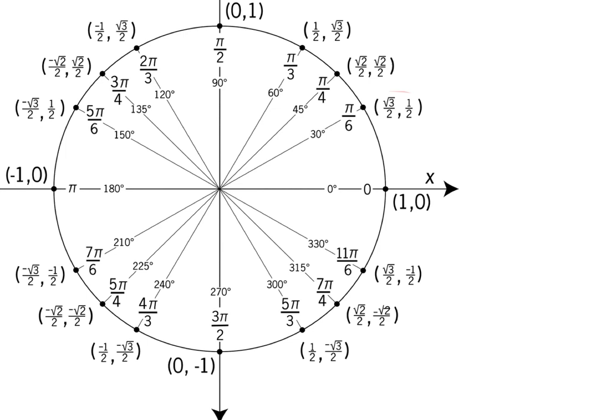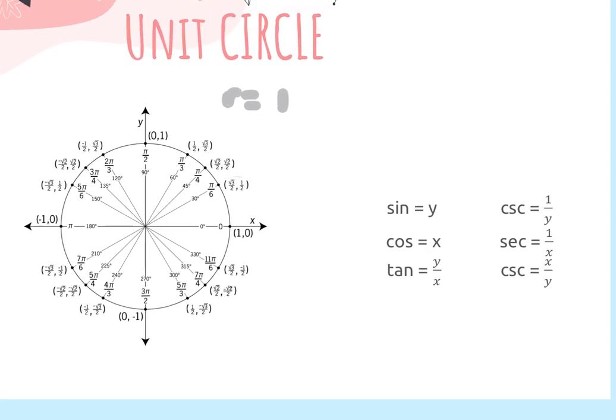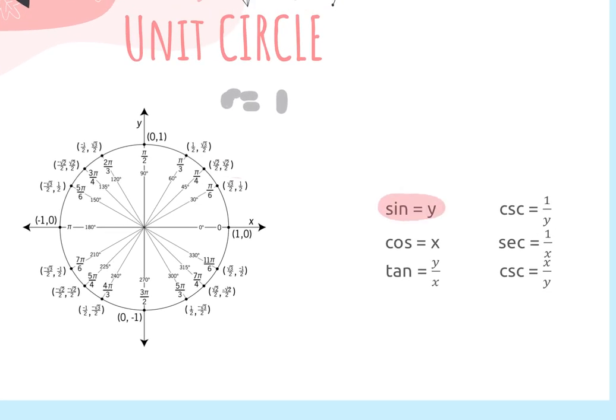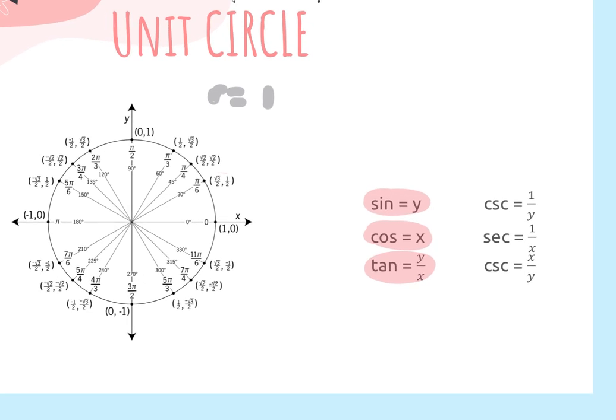The difference is we are not going to do it that way. We are going to literally be able to fill in this circle and then use it with this information: the sine is your y, the cosine is your x, the tangent is your y over your x. And then I can flip all of those to get the reciprocal functions. So cosecant is 1 over y, or the reciprocal of sine. Secant is 1 over x, or the reciprocal of cosine. And cotangent is x over y, or the reciprocal of tangent.